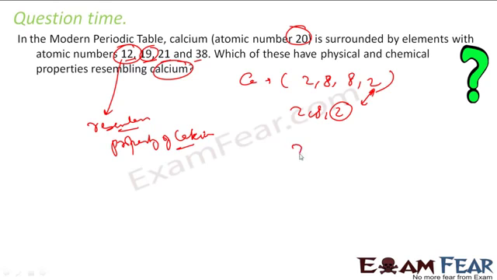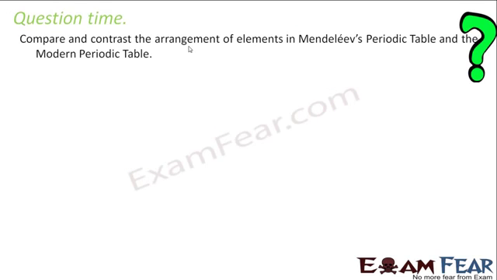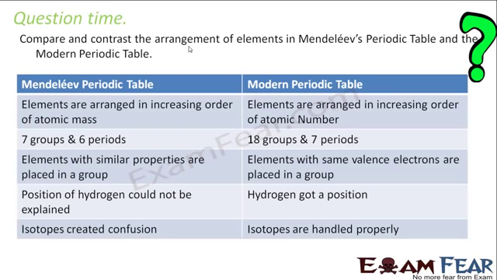Take 19, this is 2,8,8,1, it doesn't match. Similarly, if you take 21, that becomes 2,8,8,3, it doesn't match. So nothing matches except this one. We can say that this matches the properties of calcium because they have the same number of valence electrons.